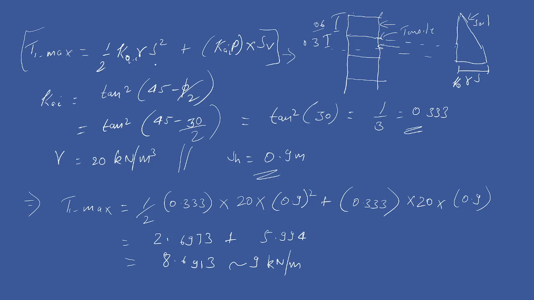This is half into K gamma H square. So this is the area of this triangle. We know this is the Sv. And then we have the load coming from the traffic.